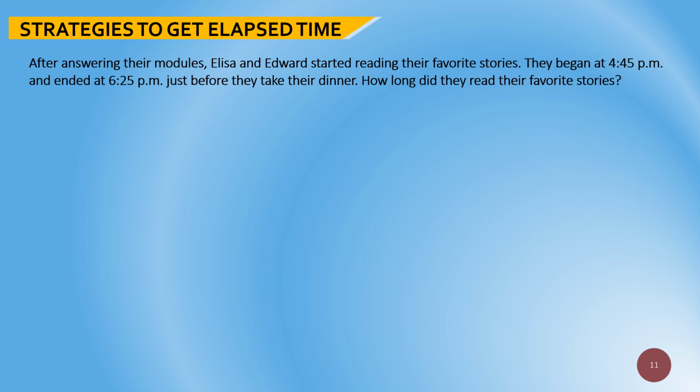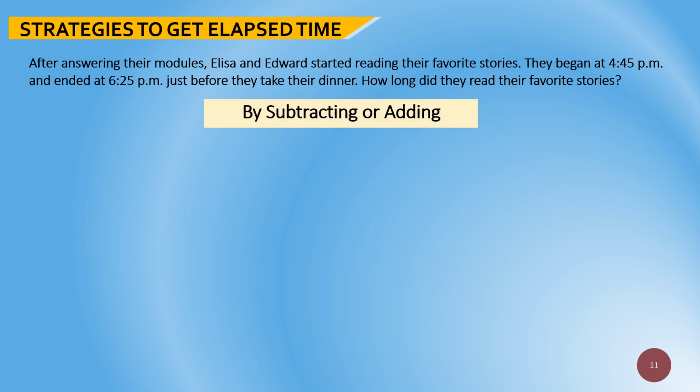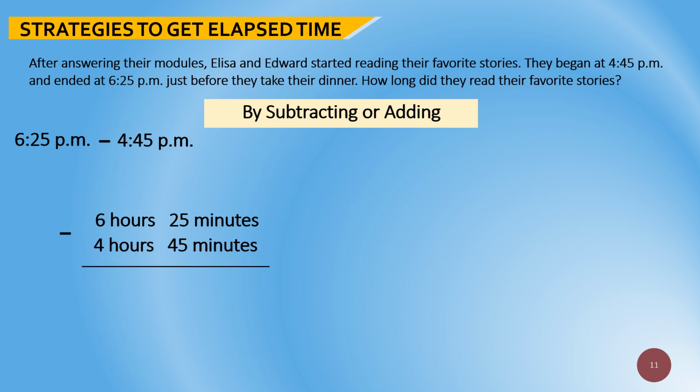May I present to you how we get the answer using subtraction? The problem asks the number of hours Elisa and Edward spent in reading their favorite stories. Therefore, we subtract the time they started reading, which is 4:45 p.m., from the time they ended reading, which is 6:25 p.m. 6:25 p.m. is 6 hours and 25 minutes, while 4:45 p.m. is 4 hours and 45 minutes.